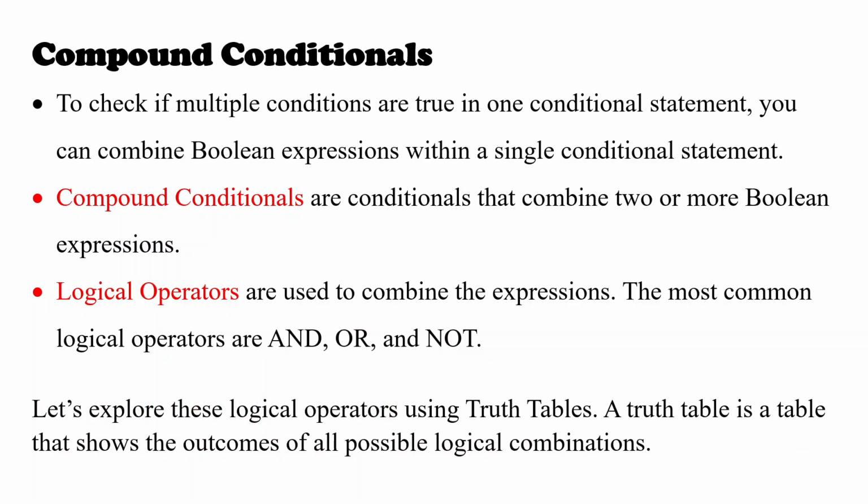Okay, so let's explore these logical operators using the truth table. We kind of already explored the and and the or using ride and sister. Now we're going to put them a little bit more formally in what's called a truth table. A truth table is a table that shows the outcomes of all possible logical combinations. It's a way to help us organize all of those possible logical outcomes. And truth tables are going to be the way that we evaluate some of these longer Boolean expressions, longer compound conditionals, in a way that's going to help us in the long run.